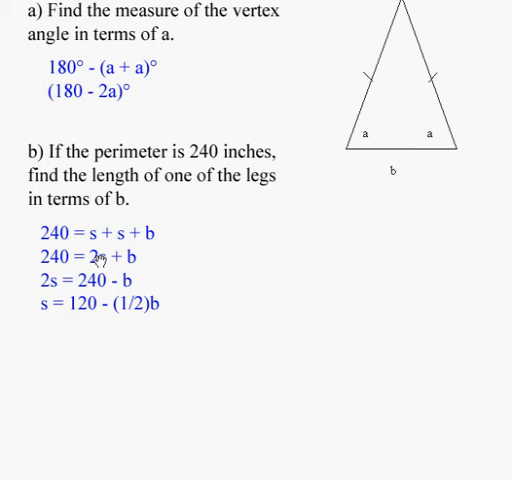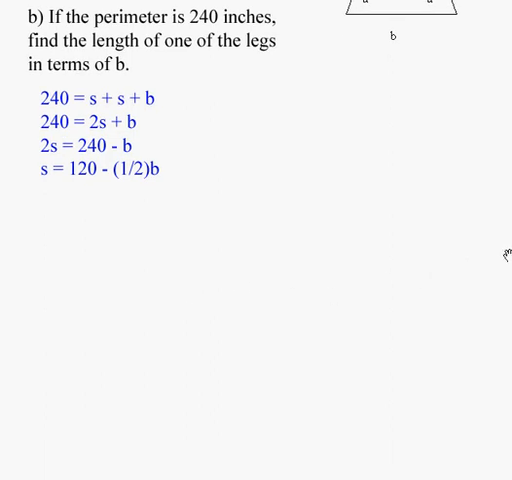So we had to isolate the s variable. So in this equation, got to get the 2s by itself, subtract the b from the 240, and then I also changed both sides of the equation, those two steps in one.